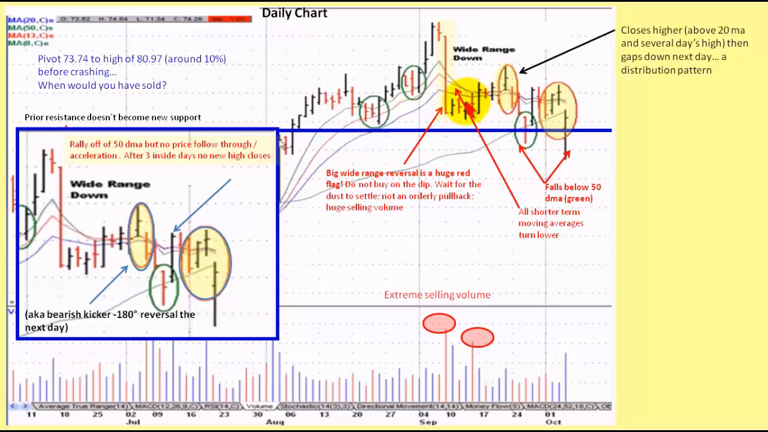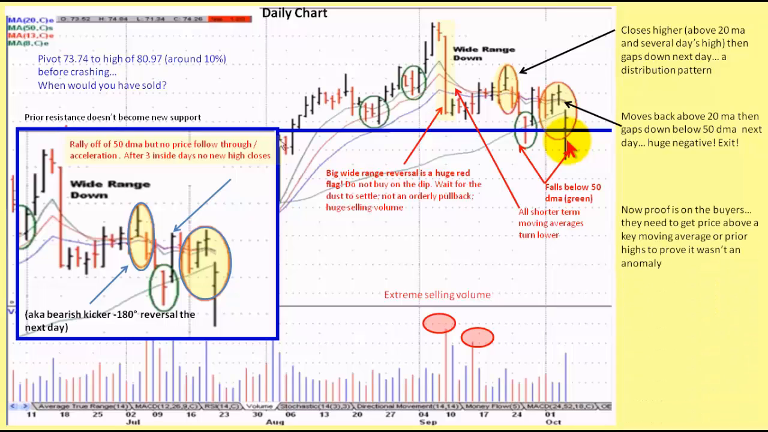Now if you were watching this stock, you might have seen this day and said, well, hey, look, it closed above the 20-day moving average. That's great. But unfortunately the next day it gaps down, which is a distribution pattern. Again, it tries to move back above the 20, then gaps down below the 50 the next day. That's a huge negative. If you're still in that stock, you want to get out of it. That's a definite exit sign, because now the proof is on the buyers.